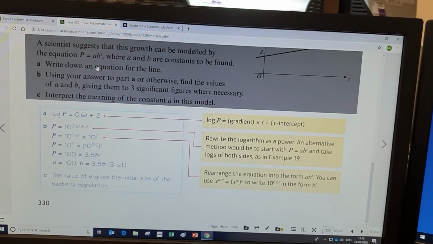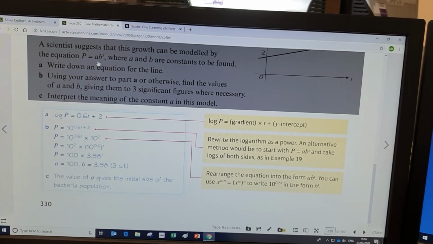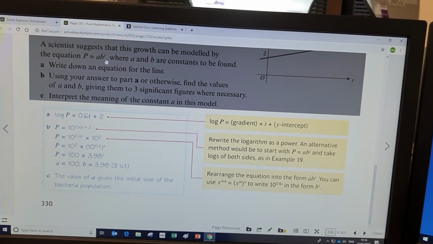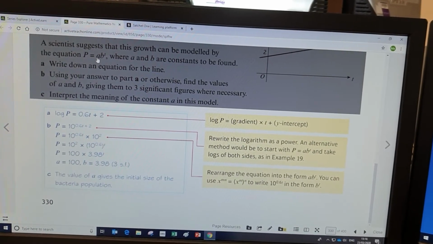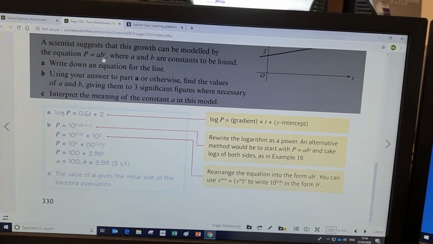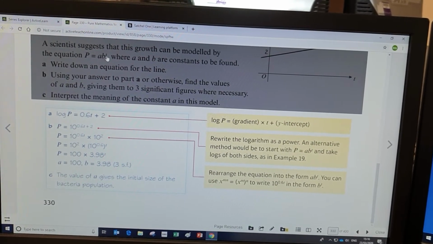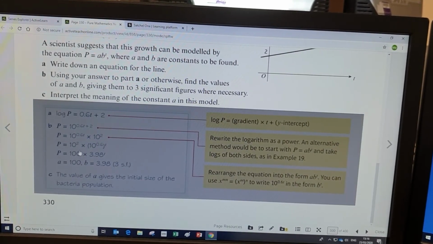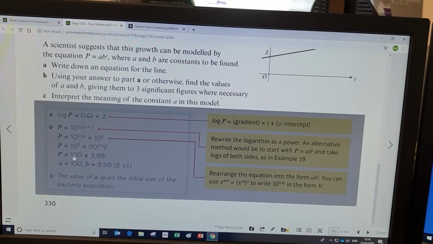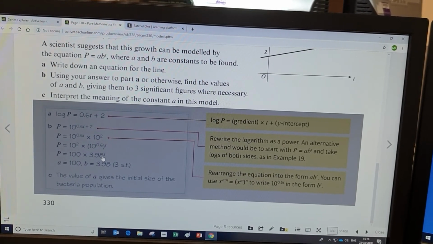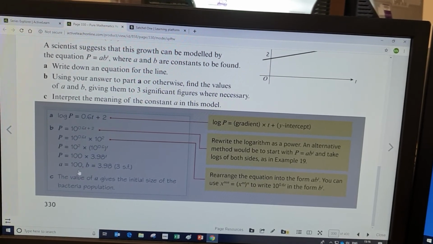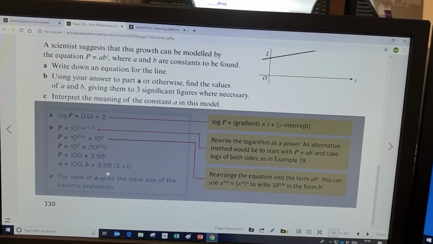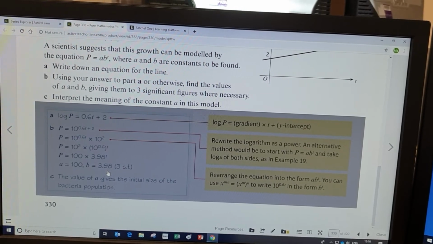In our original format of our equation, we had a times b to the t. So a will be whatever constant is just on its own, and b will be whatever constant has a power of t. So a is 100 because it's the constant on its own, and b is 3.98 because it's the constant with the power of t. So a is 100, b is 3.98.